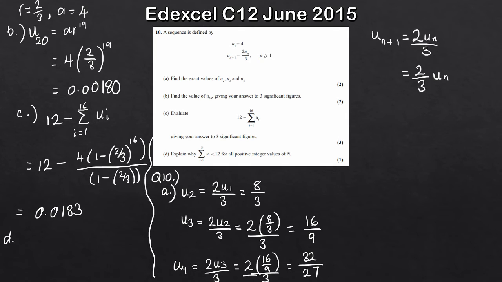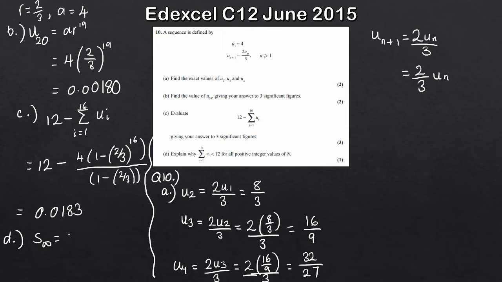And then finally for part D, we're asked to explain why the sum of ui from 1 to n has to be strictly less than 12 for all positive integer values of n. So 1 mark for this, we shouldn't expect too much work. And the main idea here is considering the infinite sum, so the sum to infinity here.